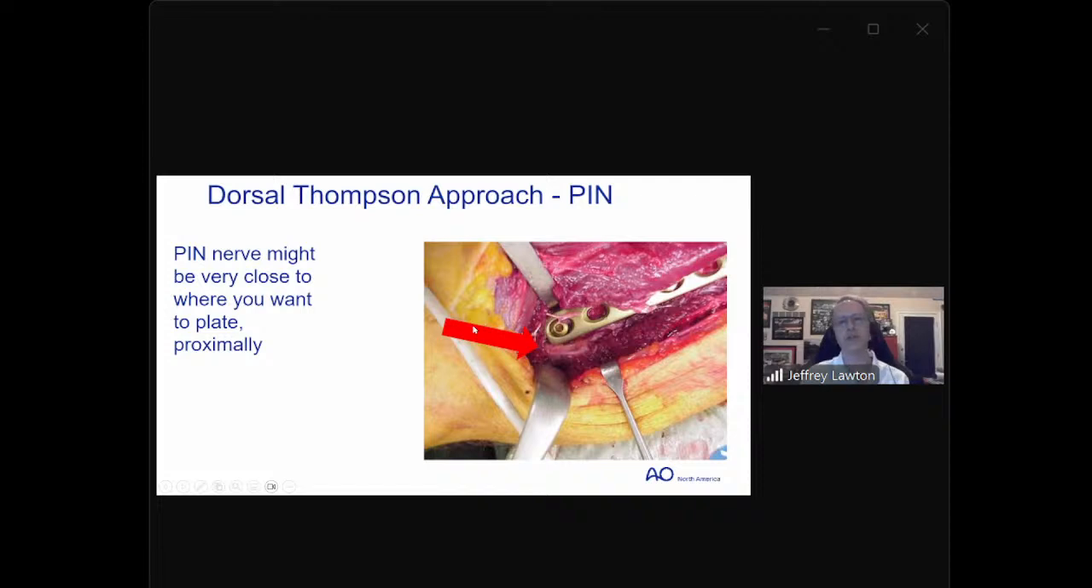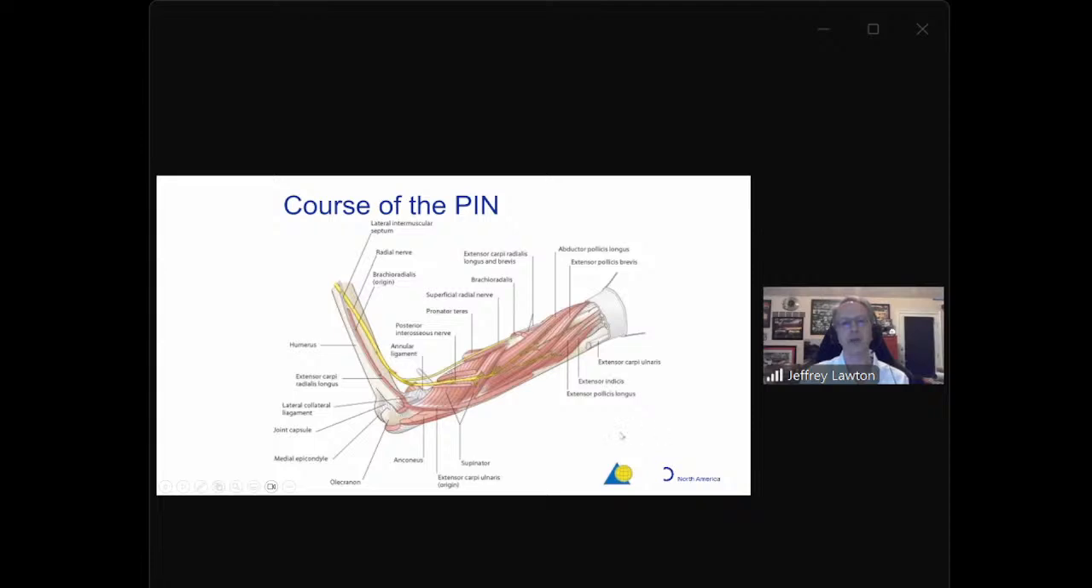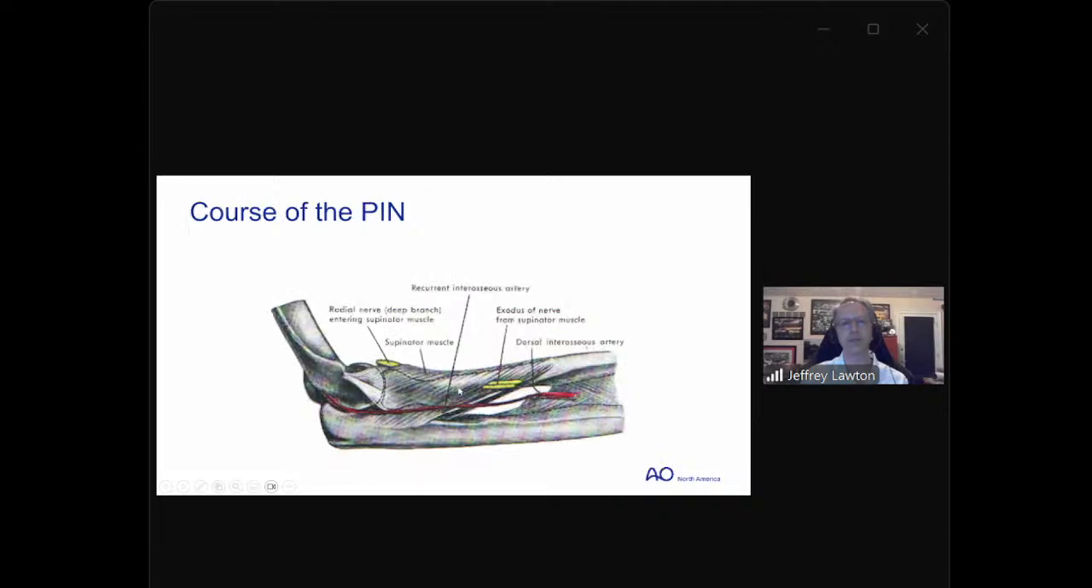Remember, the posterior interosseous nerve is very close to where you want to be. So here you see this small frag plate butting up against the posterior interosseous nerve. The course of the posterior interosseous nerve comes across the lateral elbow. The superficial radial nerve then comes off, and then finally the posterior interosseous nerve, or the motor branch. So it takes this sort of path through the supinator, as you see here, and I'll show you why this 4 centimeters is important.